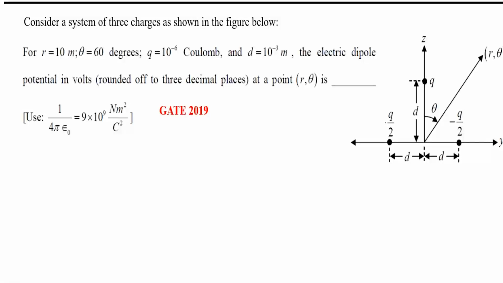Please solve this one. I hope you can solve this. It was asked in GATE 2019. So what is the first thing which you have to do? Whenever a system of discrete charges is given, what is the first thing which you have to do?